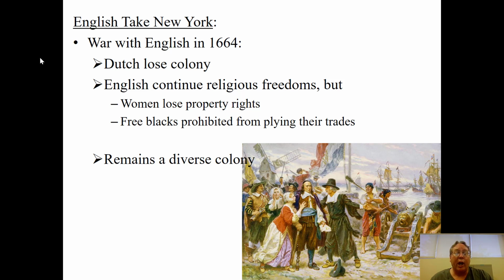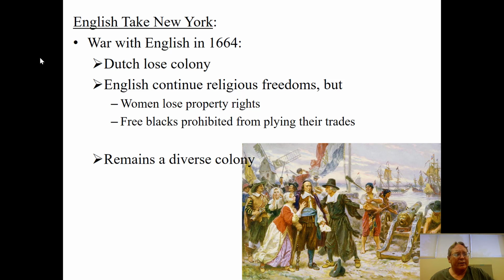Another thing that the English undo from the Dutch colony is this idea that African Americans, enslaved or free, could have some control over themselves economically. Those are done away with. Even free African Americans in the old Dutch colony, now the English colony of New York, are prohibited from doing certain jobs. Those are reserved only for white English people or white settlers.